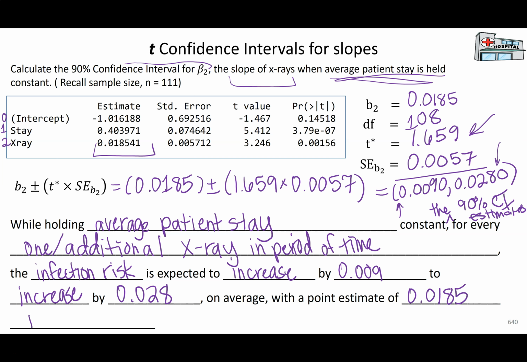0.0185 increase. So it doesn't look like, honestly, I mean, I don't know the scale a lot, but it doesn't look like it necessarily increases by a lot. But chances are people a lot of times don't get one individual x-ray at once. They kind of get them in batches. So that's just something to consider. So while holding average patient stay constant, the 90% confidence interval estimates for every additional x-ray in whatever period of time this is in, the infection risk is expected to increase by 0.009 to 0.028 with a point estimate of an increase of 0.0185 in infection risk.